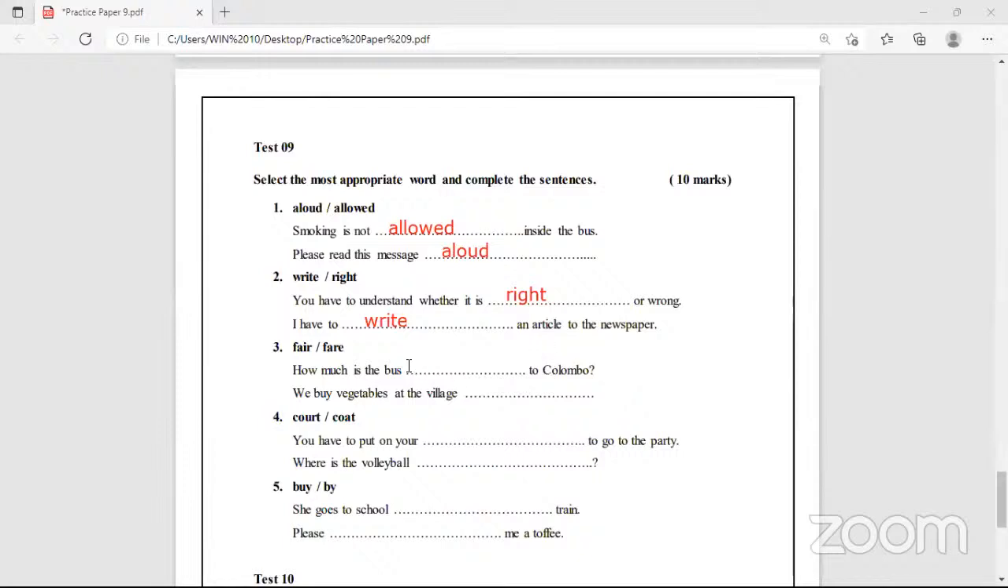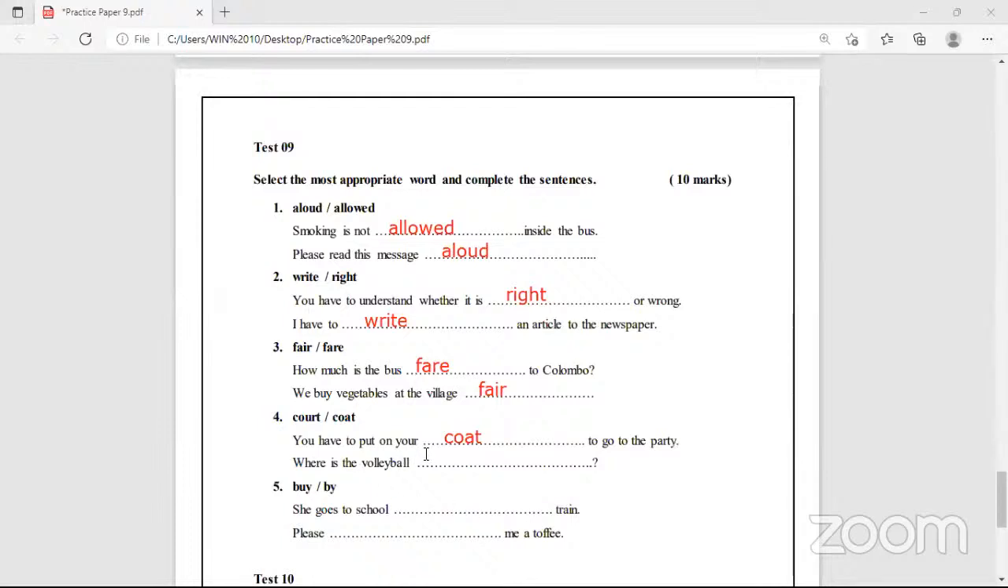Next one, how much is the bus fare? FARE, fare means the charge. How much is the bus fare to Colombo? Next one, we buy vegetables at the village fair. FAIR, village fair. Next one, we have to put on your coat to go to the party. COAT, coat, the cloth that we wear.